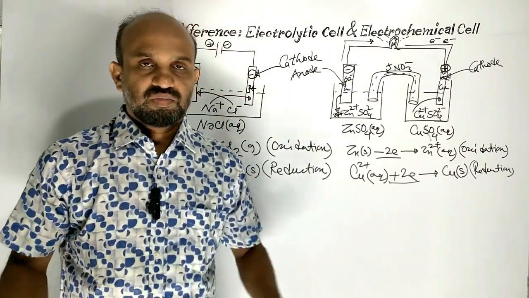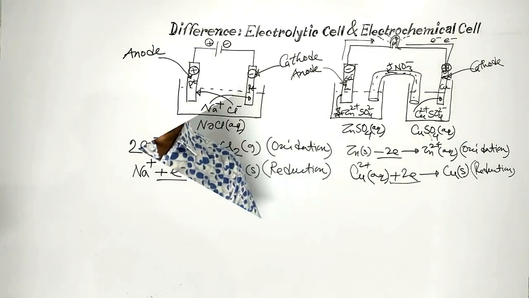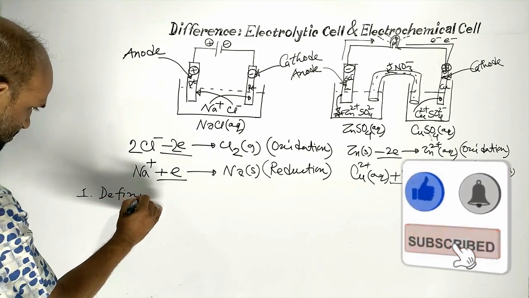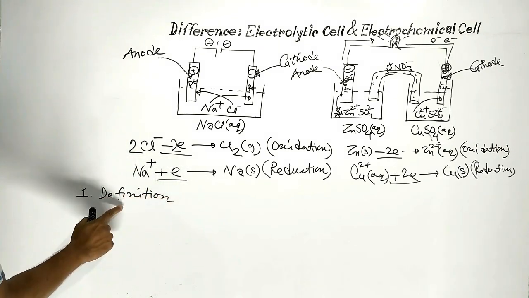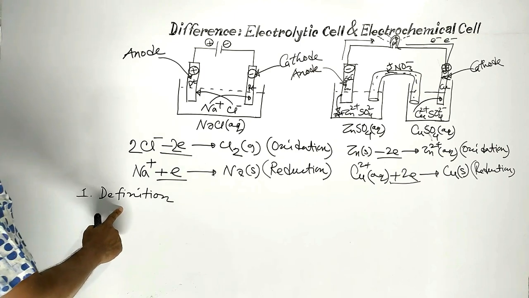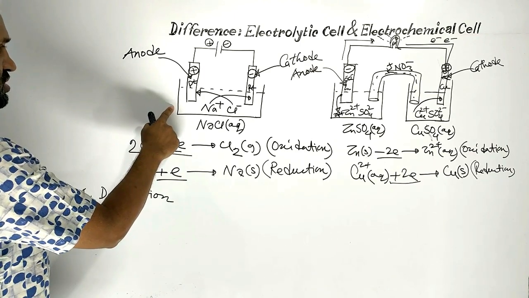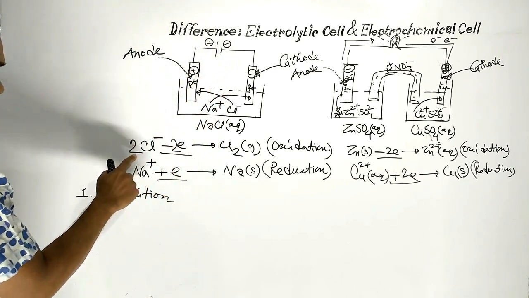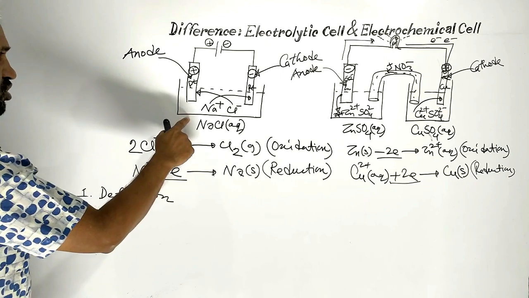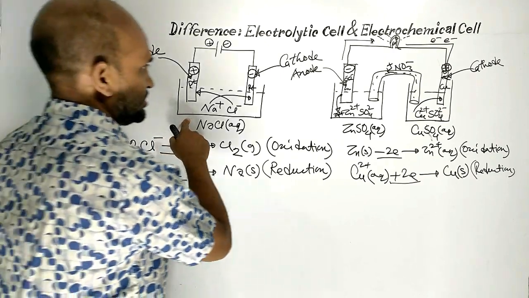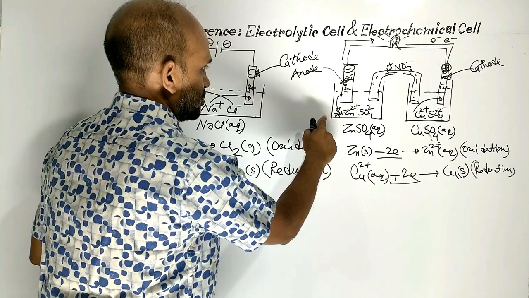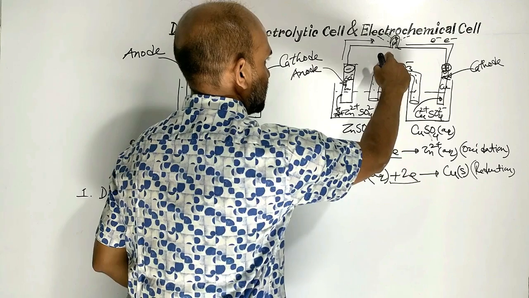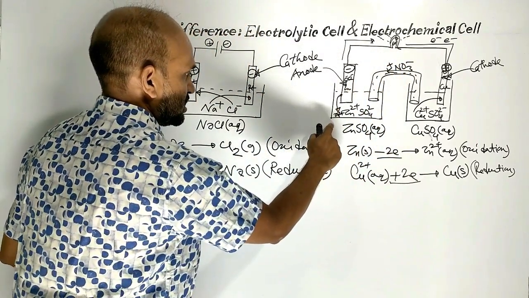Now, let us see some differences between them. First one, definition. What is the definition of electrolytic cell? The cell which converts electrical energy to chemical energy is called electrolytic cell. And the cell which converts chemical energy to electrical energy is called electrochemical cell.